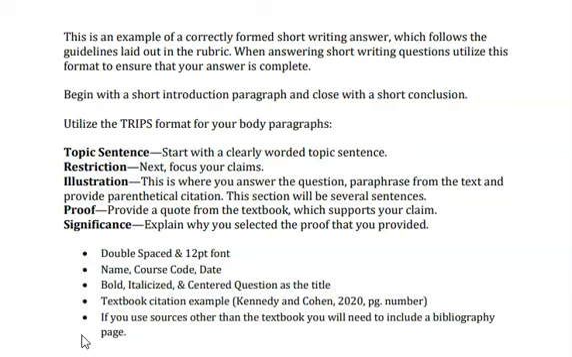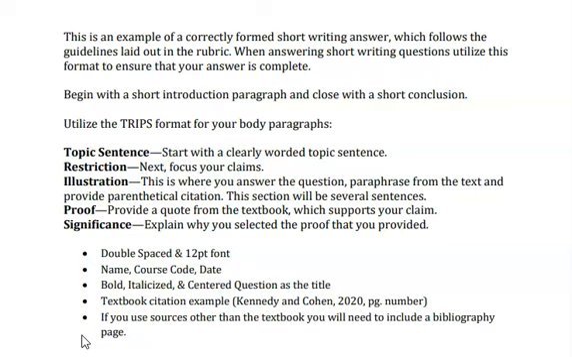So like I said, you'll begin with a short introduction, end with a short conclusion, and then each of your body paragraphs will follow this TRIPS format. Your papers need to be double-spaced, 12-point font. You need to have a heading of your name, the course code, and the date. Your title for your paper will be bold, italicized, and centered, and that will be whichever question that you picked to answer of the questions that you can pick from.